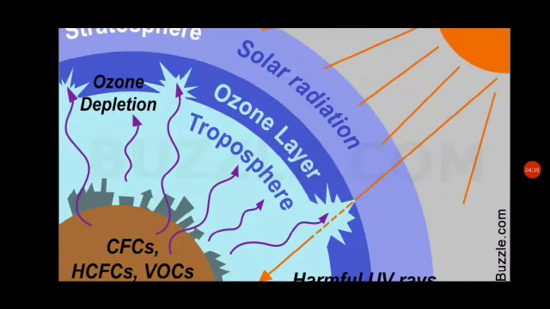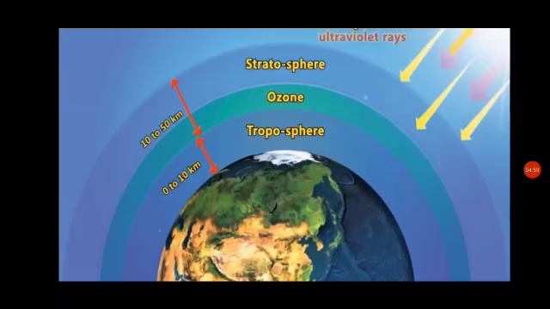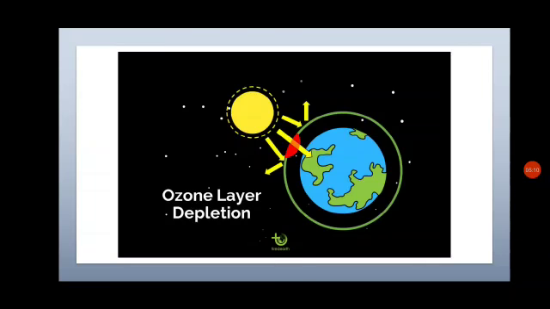Here is the diagram. You can see that there is an ozone layer around the earth, but in many places the ozone layer has depleted, and so the sun's rays are coming directly to the earth and there is no protective layer, so it can increase many diseases of the skin and eyes and others. The temperature of the earth is also increasing due to these UV rays, and there are so many problems and diseases due to these UV rays on the earth.